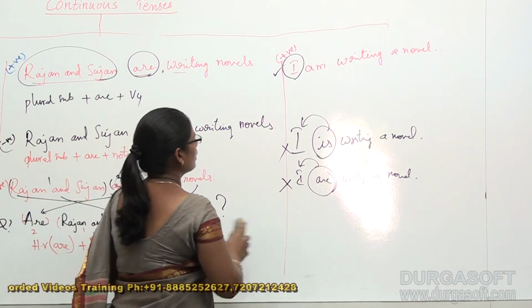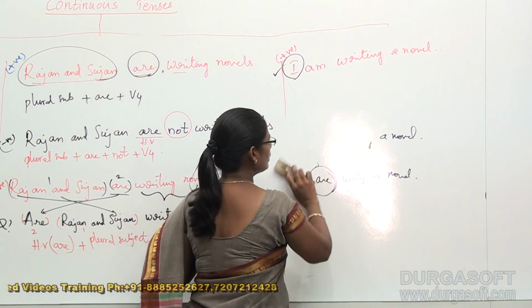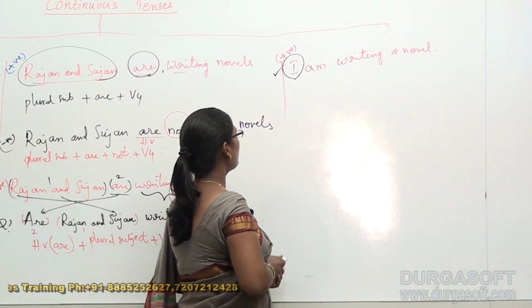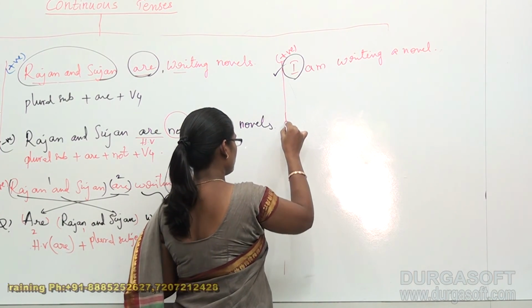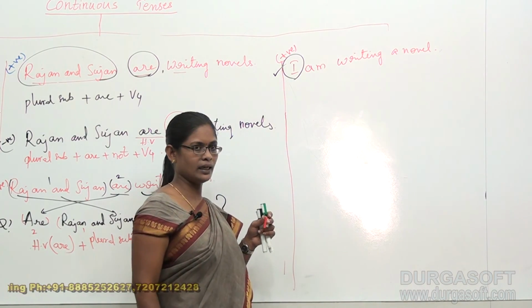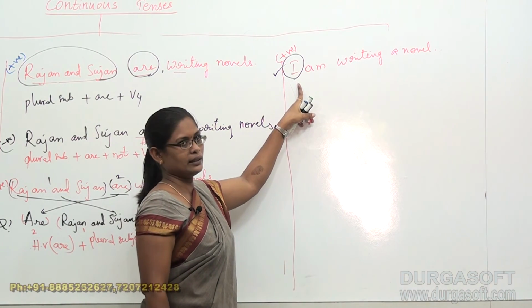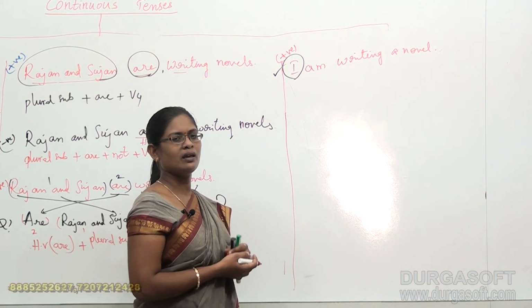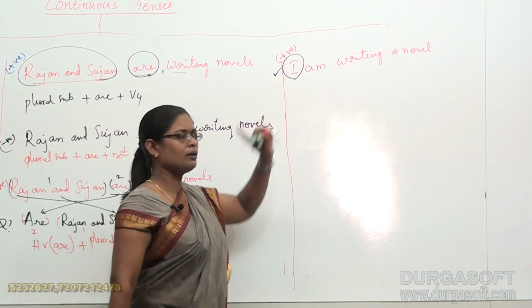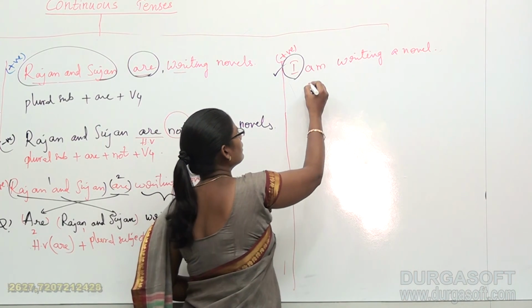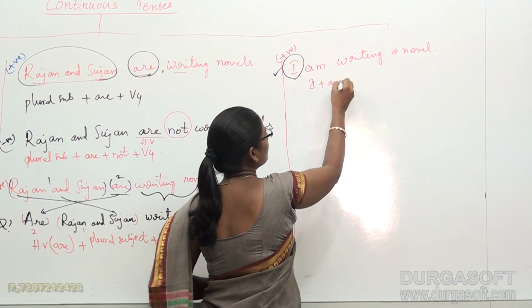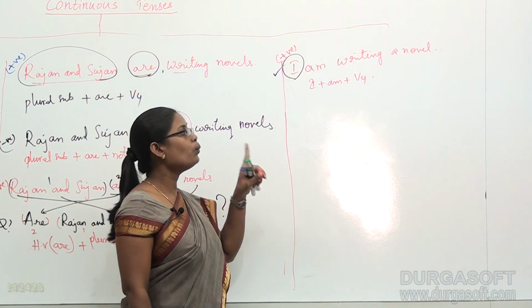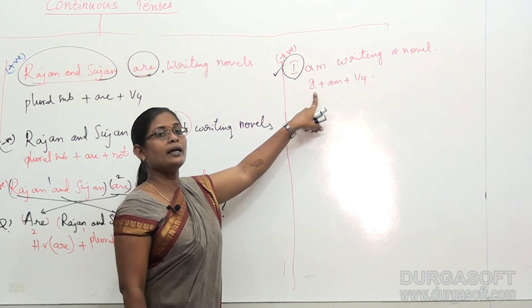Okay students, now according to the information provided, what are we doing right now? In fact, we are dealing with positive, negative and questioning sentences, correct? So this is my positive sentence: I am writing a novel. What is the structure for a positive sentence? Very simple, the continuous structure is the positive structure. That is I plus am plus V4. This is my structure for a positive sentence, by making I my subject.